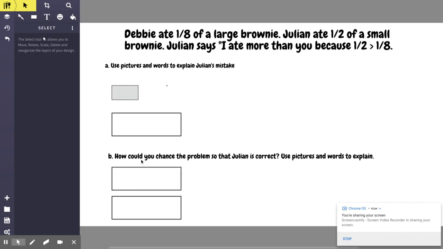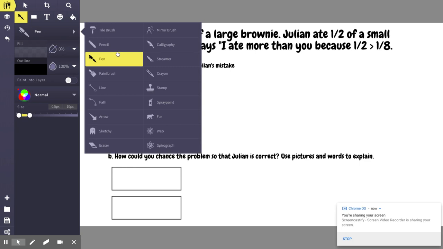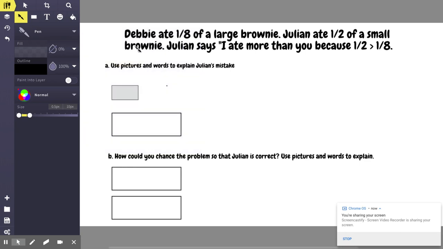The drawing, as you can see, just helps me work through this problem. But let's just start by underlining, highlighting some important information. So let's take a look here. Debbie ate 1/8 of a large brownie. Julian ate 1/2 of a small brownie. Julian says, I ate more than you because 1/2 is greater than, that's what this little symbol means, is greater than or more than 1/8.